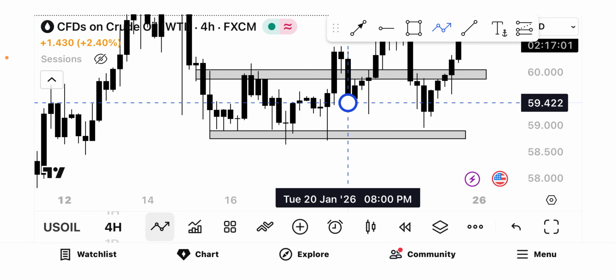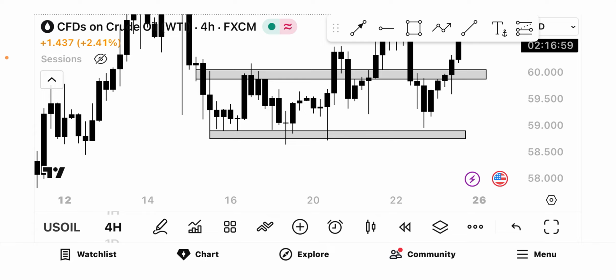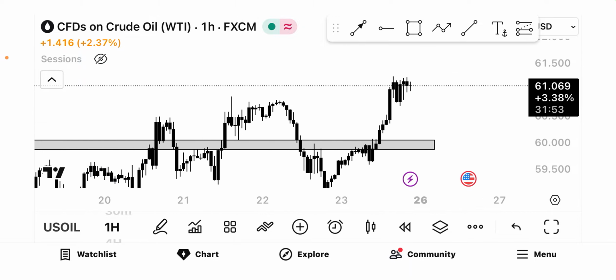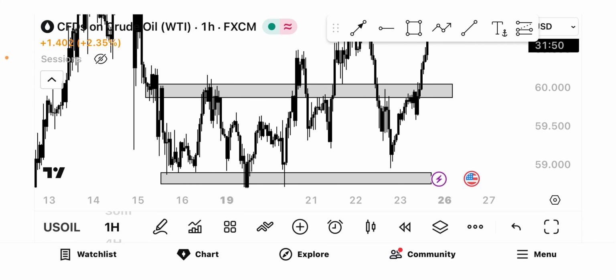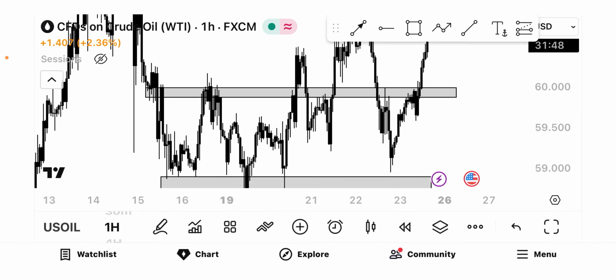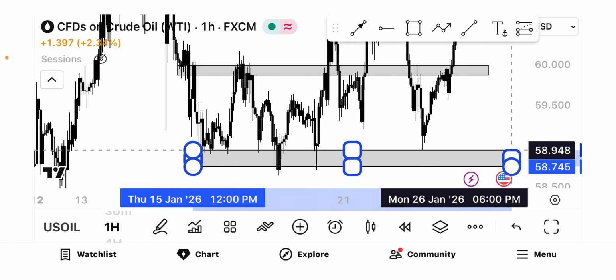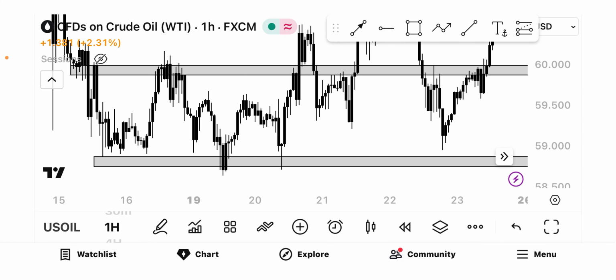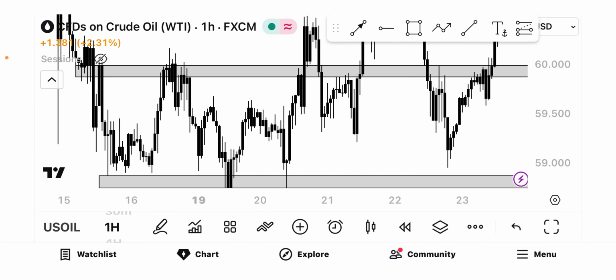Now I'm going to take you to the 1-hour time frame to explain even better. Now this is the 1-hour time frame, guys. And in this 1-hour time frame, what can we see? Remember what I said to you guys. When price is looking to go up, price will break above a resistance. When it's looking to go down, price will break a support.